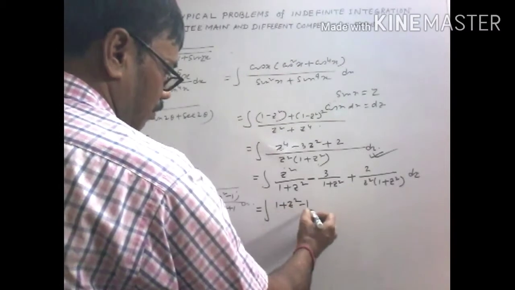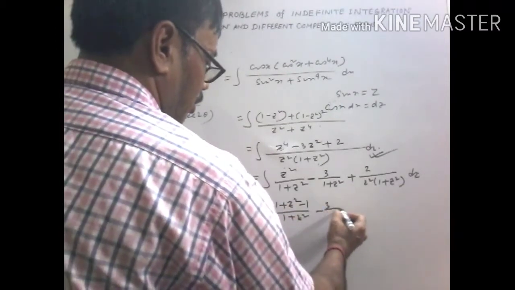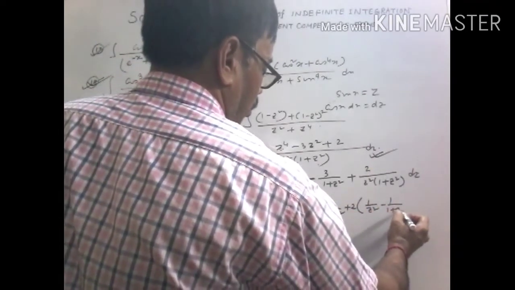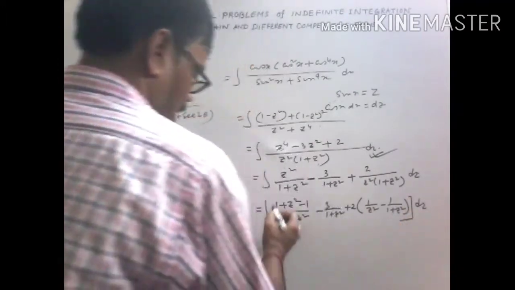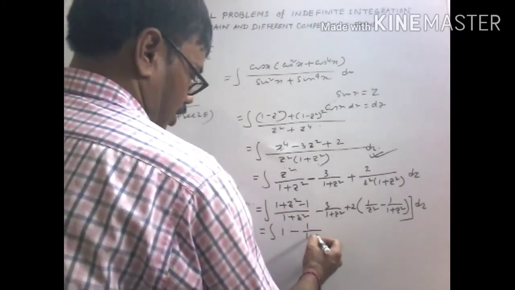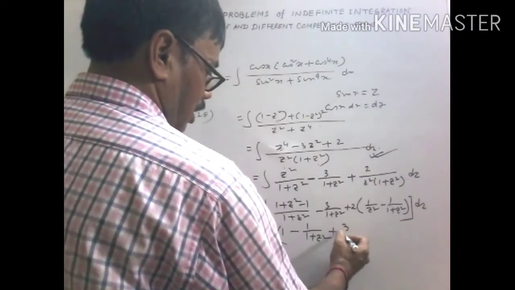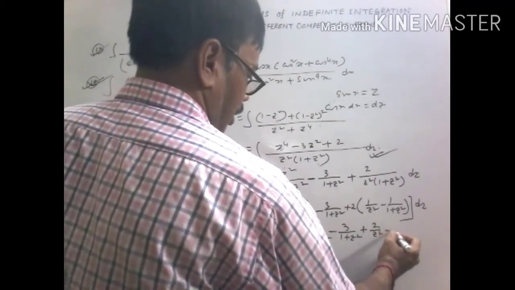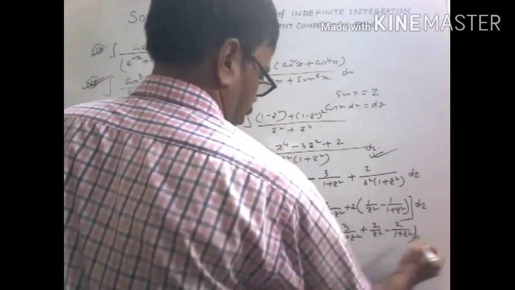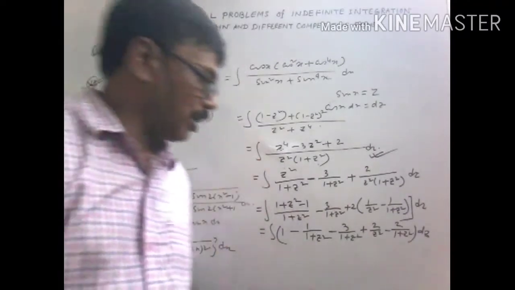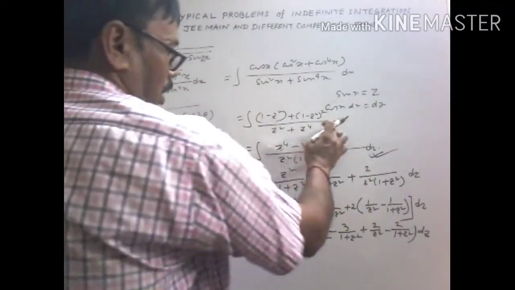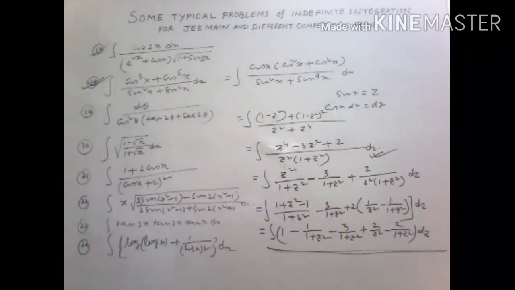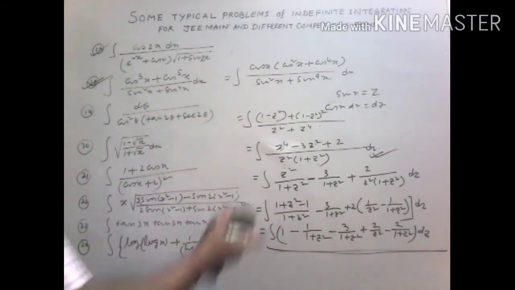Now look, this z square is again 1 plus z square minus 1. This one is unchanged. This is again of the form 1 by z square, 1 by 1 plus z square, dz. Now look, this is 1 by 1 plus z square, this one is 3 by 1 plus z square, then 2 by z square minus 2 by 1 plus z square, dz. All are in standard form, so we can easily integrate it. So do not factorize. All are in standard form. Integrate and you get the answer.